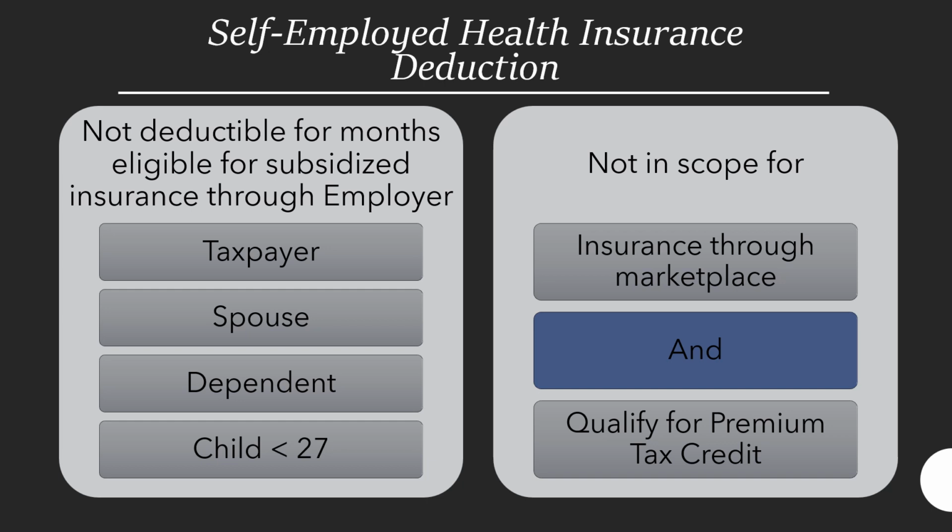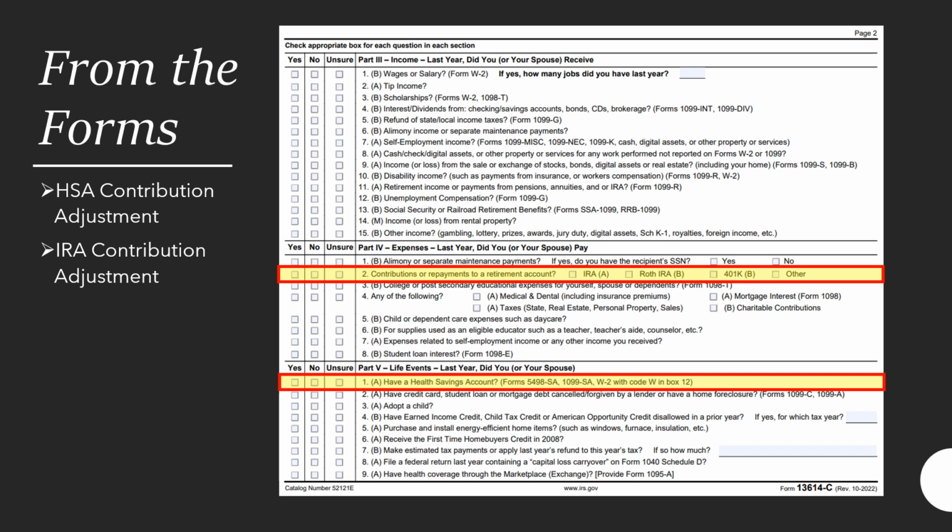And then a scope issue with this is that if we have somebody who was insured through the marketplace, remember our Obamacare plans, if they were insured through the marketplace and they qualify for the premium tax credit, that is a return that we will need to send somebody to a paid preparer to assist with. So that kind of wraps up for this lesson, our self-employment topics.